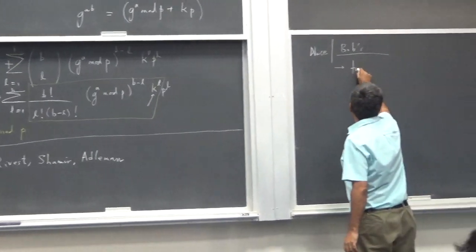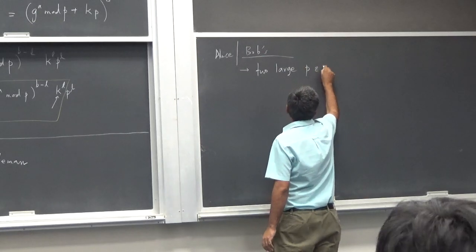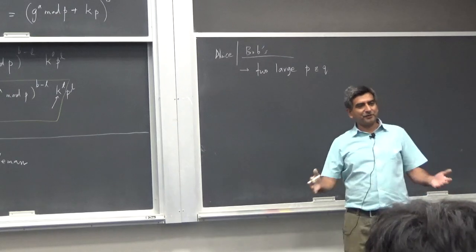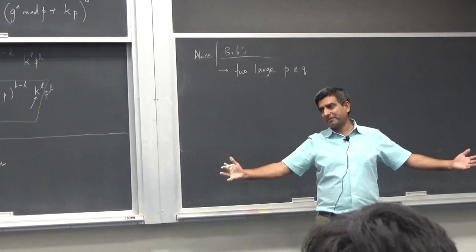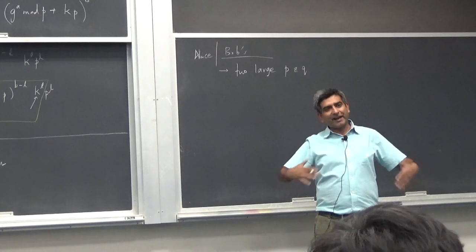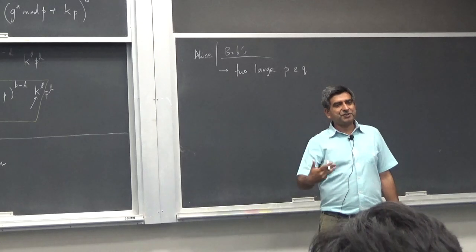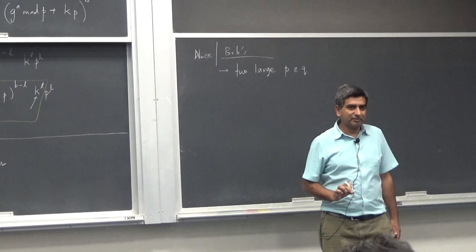Two large primes, P and Q, and they're really large. For example, each one of them could be 200 bits long, 300 bits long, really large prime numbers. And there are algorithms to find primes, and there is a computationally efficient process called the primality test, which tests whether a number is prime or not.